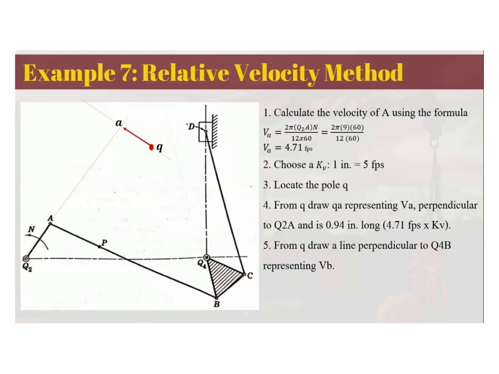Just extend it so that it will reach your pole. And then from that line, draw a perpendicular, representing the velocity of B, because again, the velocities will always be perpendicular to that link where the rotation is happening. So the rotation of B is at Q4B. That's why we are going to draw a perpendicular line from the pole, so from Q, perpendicular to Q4B. So this is now the sense or the direction of our velocity of B.